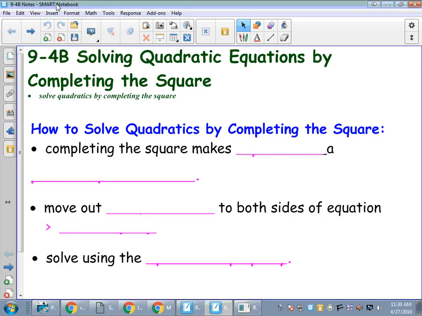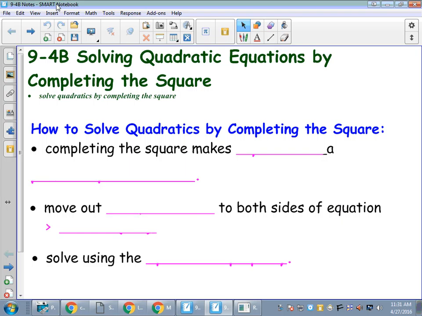These are your 9-4B notes. We're going to solve quadratic equations by completing the square. We're going to build off of what we learned in the previous lesson: if you have a perfect square on one side equal to a number, you can take the square root of both sides and solve that way. So the only difference today is that the trinomials on one side are not perfect.